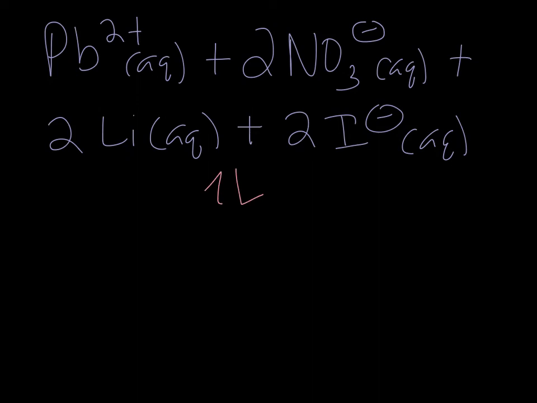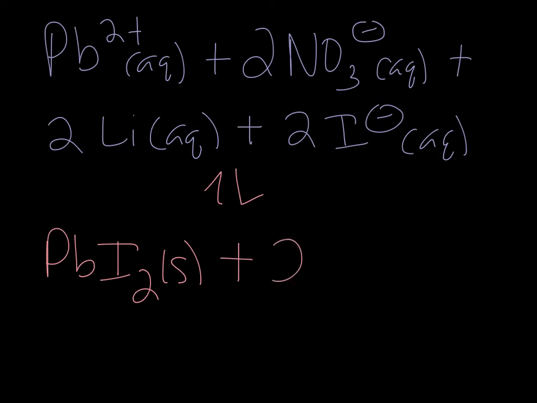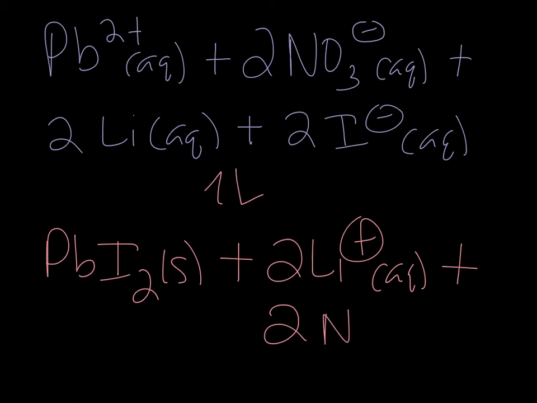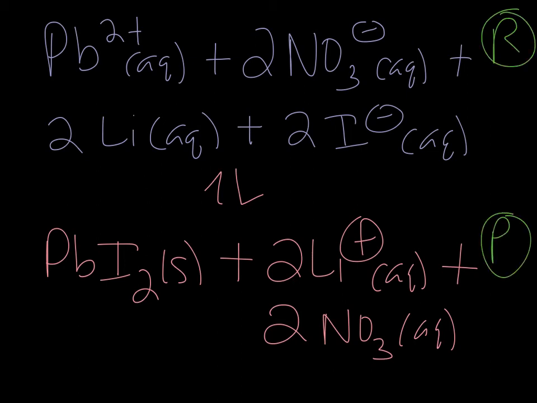Now, for my products, I have lead iodide, and that's a solid, so it is not going to dissociate because it's in the solid form. But I still have 2 lithium plus ions, aqueous, plus 2 nitrate ions, aqueous. Okay, so this is the whole equation split into those ionic counterparts. What you do is you look at your reactant side and your product side, and you're going to cancel out anything that's the same on both sides.